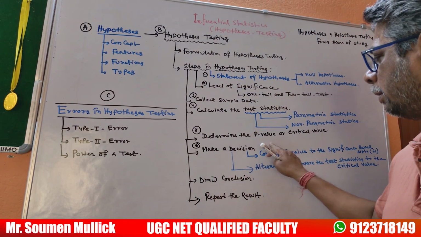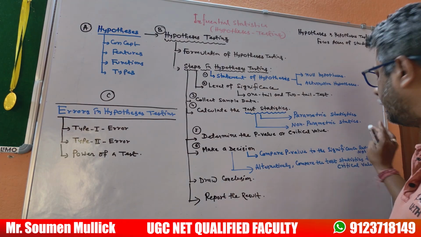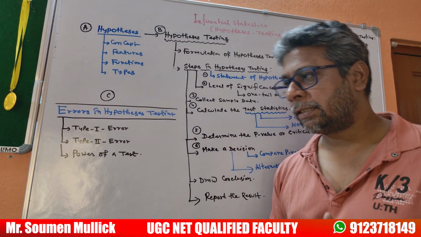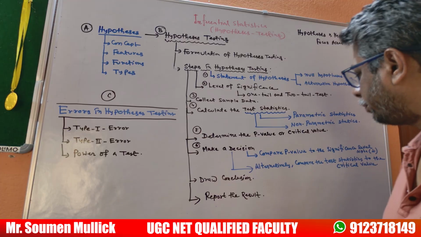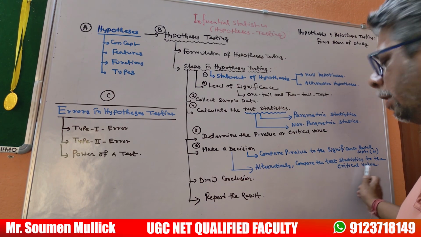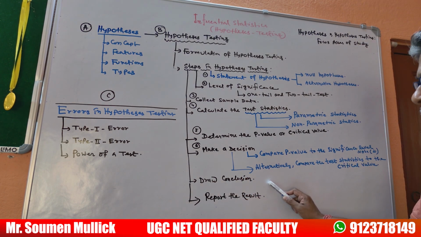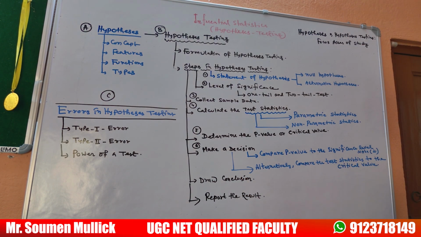Now, next important thing is to make a decision: compare the p-value to the significance level. Generally, the significance level is considered alpha. Alternatively, we can compare the test statistic to the critical value. And finally, we draw the conclusion and then write the report.